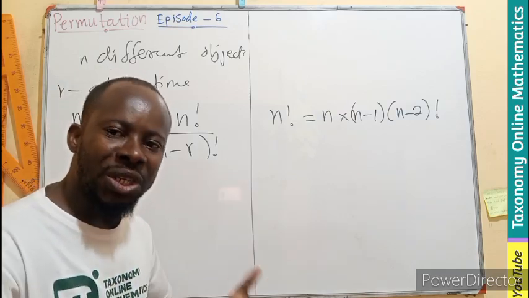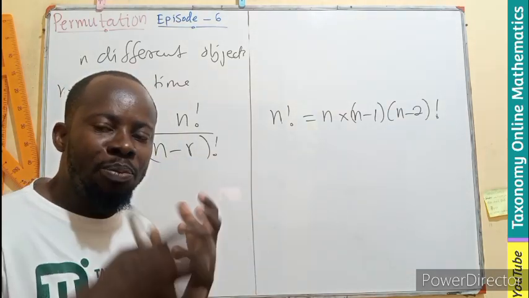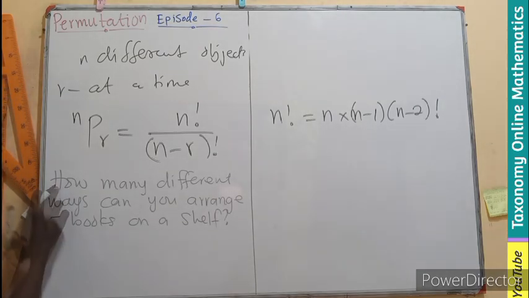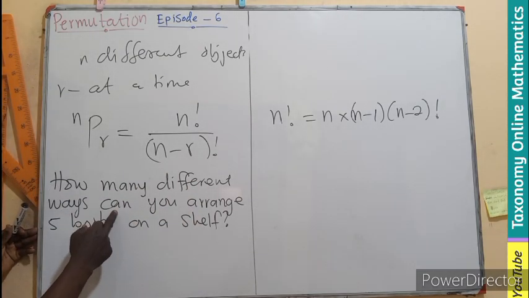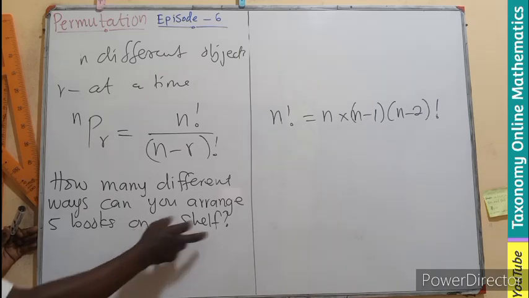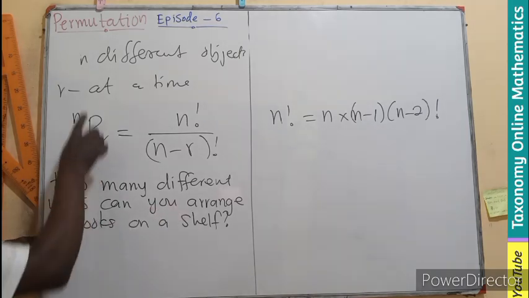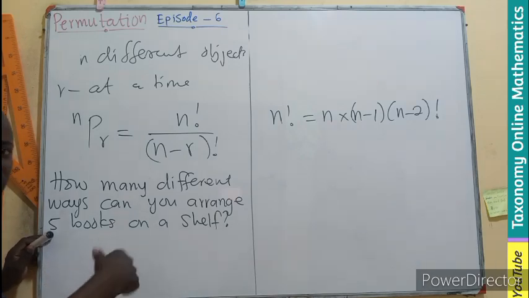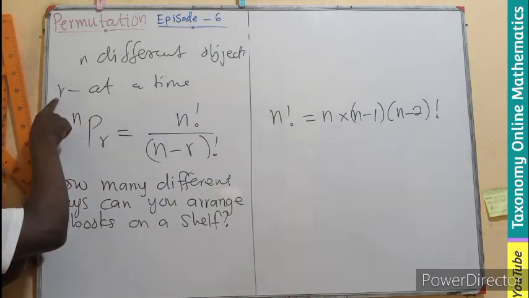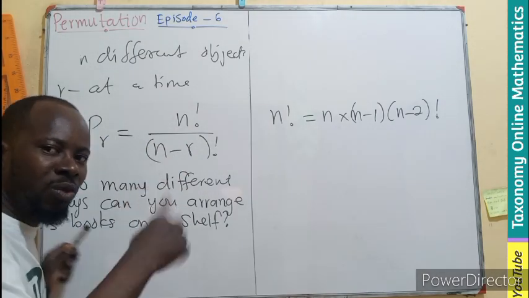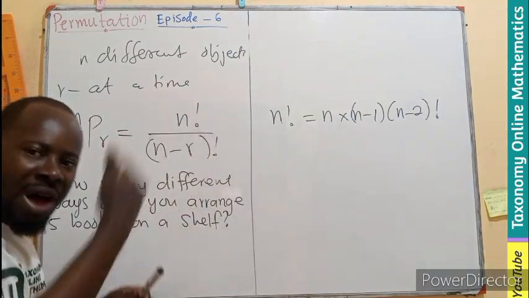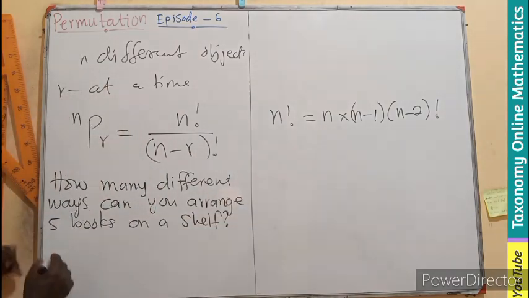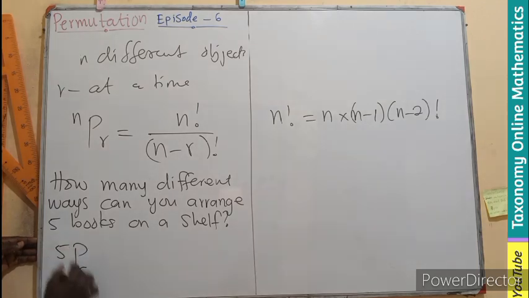How we can arrange different objects, picking some at a time. So, for example, how many different ways can you arrange 5 books on a shelf? In this case, we are having 5 different books. How many books are we going to arrange? There are 5. So it means that the R that we are picking at a time is going to be 5. So it means 5 books, arranging all 5 at a time. That simply means 5 permutation 5.